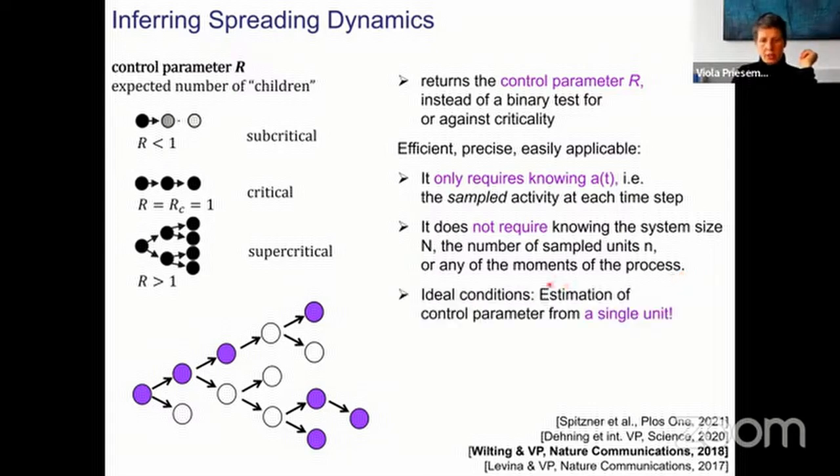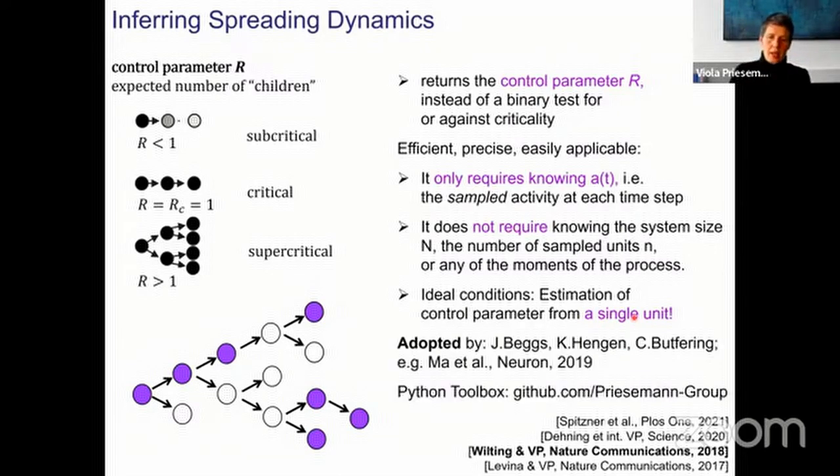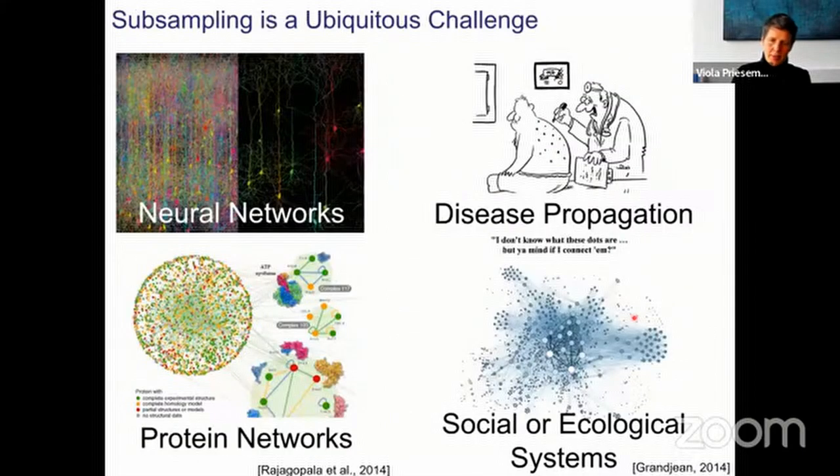Under ideal conditions, we can even estimate the control parameter in a recurrent network. If we map this onto a recurrent network, from just looking at a single unit, we basically look at the return times and the autocorrelation function of the return times. From this, we can derive what is the branching of the activity in that randomly connected or fully connected recurrent network. This has been adopted by colleagues because it's very easily applicable, and I'll show you results that we have on that. Let me skip this part.